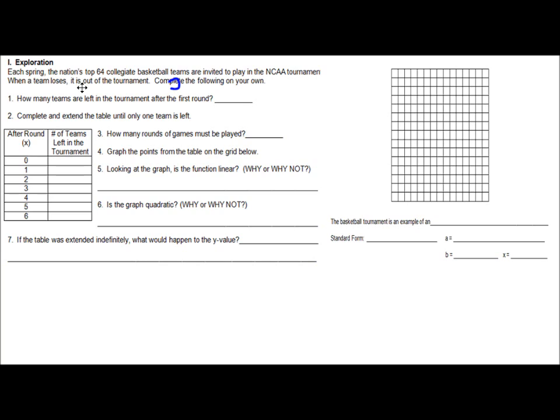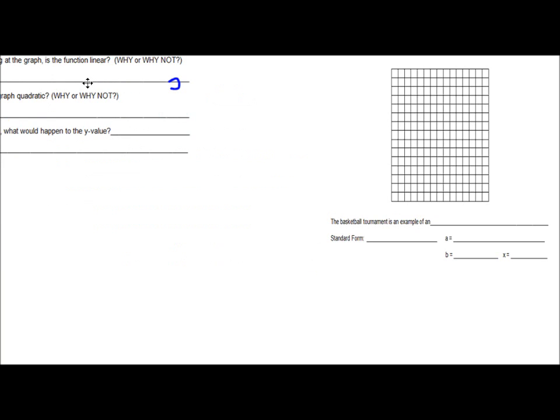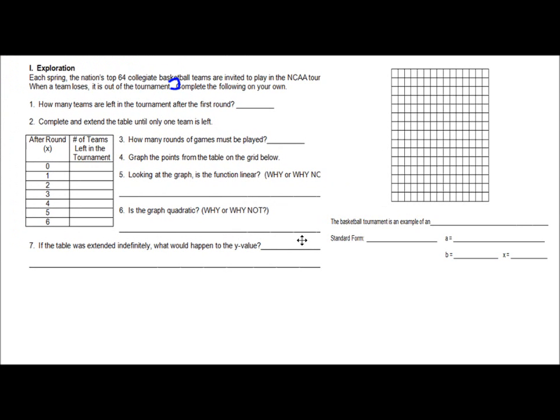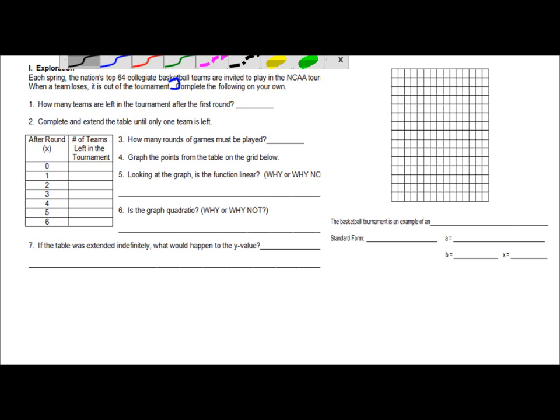So this was the worksheet that was given in the class. Each spring, the nation's top 64 collegiate basketball teams are invited to play in the NCAA tournament. When a team loses, it is out of the tournament. So he's saying he's starting with 64 teams. So by the end of one round, how many would be left?